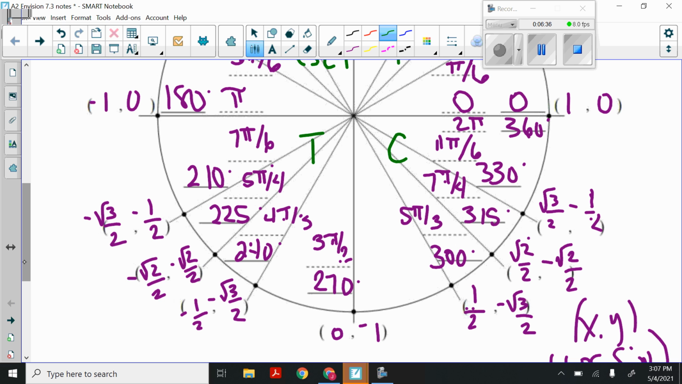Quadrant 3, the T goes with tangent and cotangent, which are positive in the third quadrant. Everything else, the other four trig functions, will be negative. And then finally, quadrant 4 is C, so this is cosine and its buddy secant. Those are the only two that are positive in this quadrant. Everybody else will be negative.